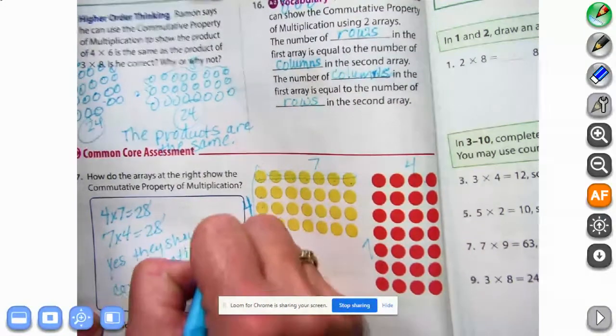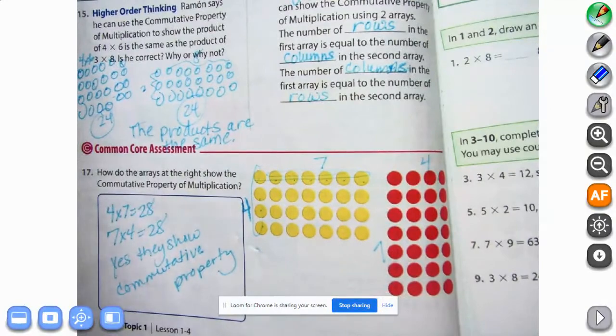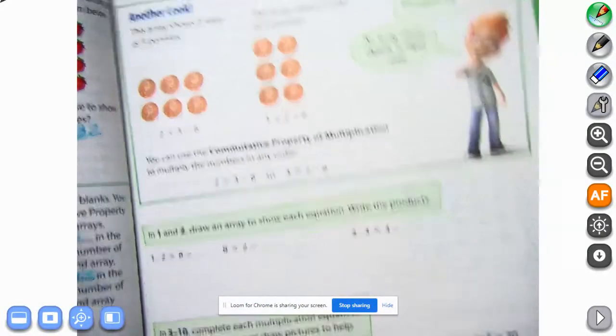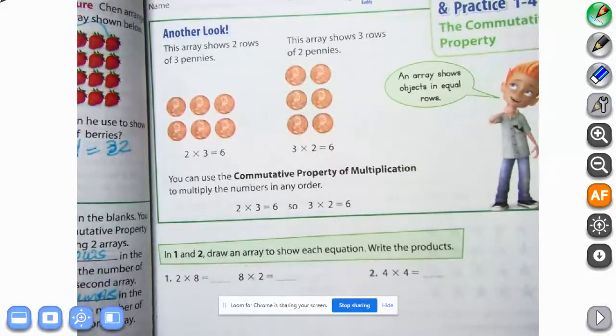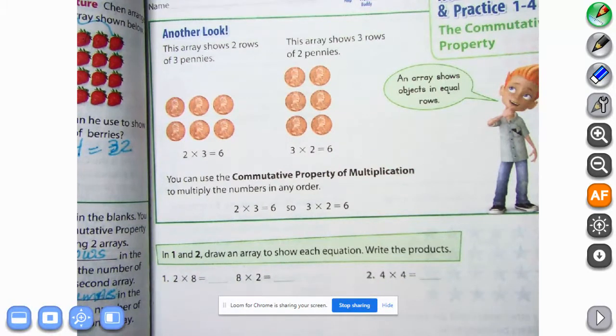Okay, yes, they show commutative property. All right, so make sure you get everything written down in your book. Go back in this video if you need to look at things. We're going to go over our homework real quick so that you can work on that tonight, and then we're going to correct it tomorrow. And that will be it for our math lessons. After we correct tomorrow and do our interactive notebook, you're all done for the week.